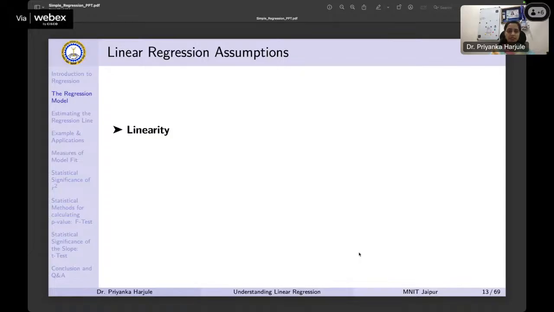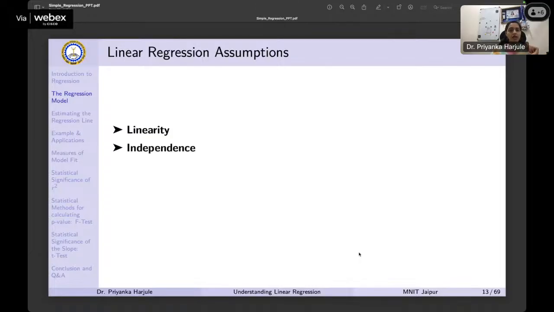So as the name suggests, it is a linear regression model. The relation between the dependent and independent variable is linear. That means the changes in the dependent variable follow those in the independent variables in a linear fashion. This assumption is very, very important. If your data is not following this assumption, then you may not be able to apply this linear regression model.